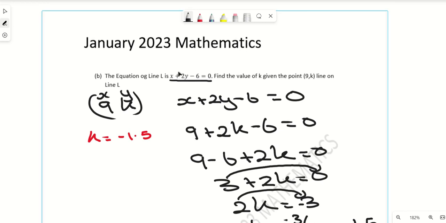Or we could use this here. They gave you an equation of a line, right? They said the equation of line L is x plus 2y minus 6 is equal to 0. We know that your gradient is the coefficient of x when you make y the subject. So we're going to use that, as well as we'll find the gradient of the line by using these coordinates.